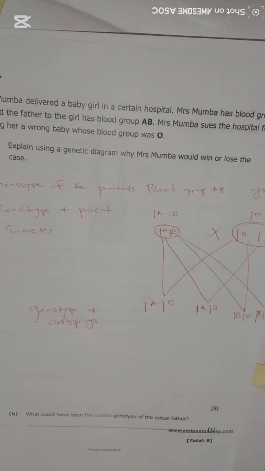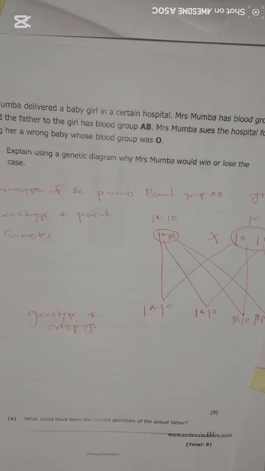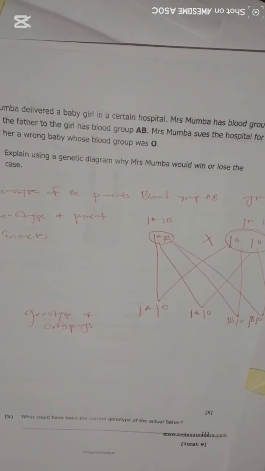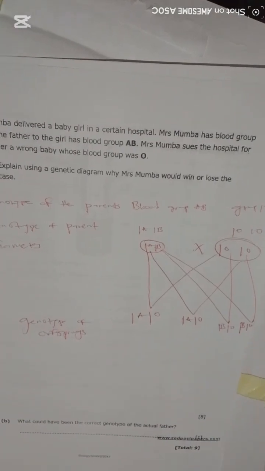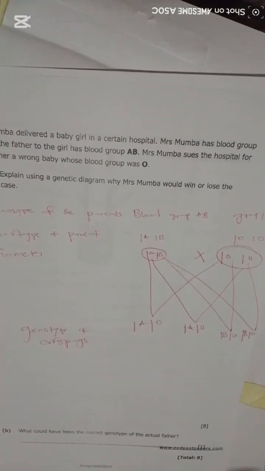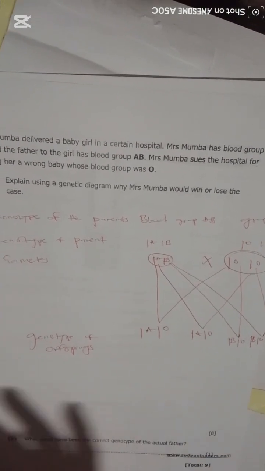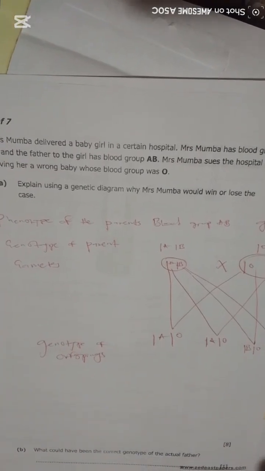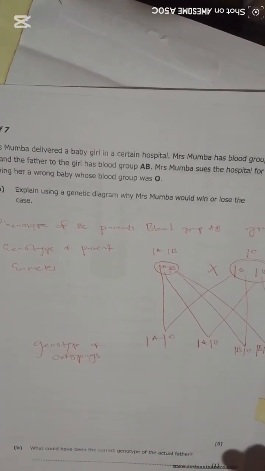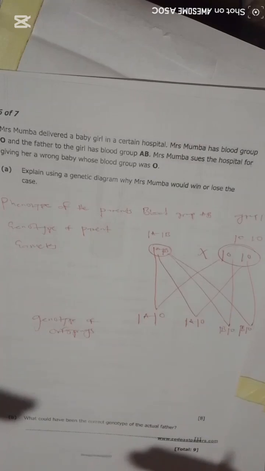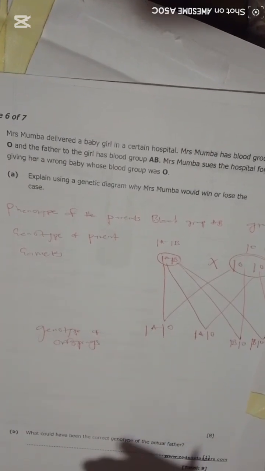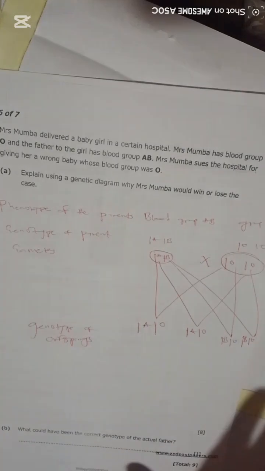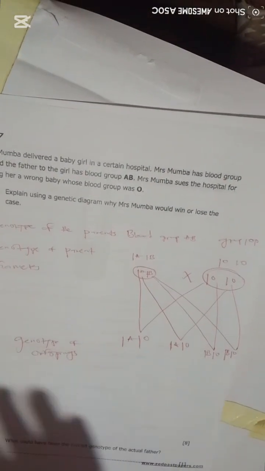So if you can clearly see, you'll find that of the offsprings produced, there is none that has blood group O. Therefore, Mrs. Mumba would win the case. So you can conclude by saying, in respect to the genetic diagram crossed above, it can be concluded that Mrs. Mumba will win the case because there is no offspring with blood group O.